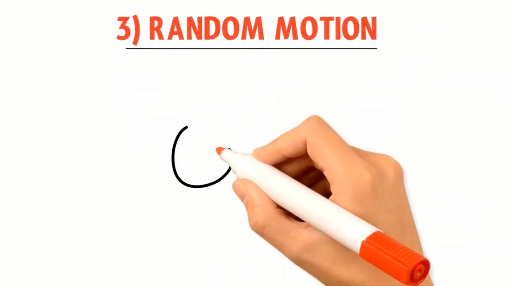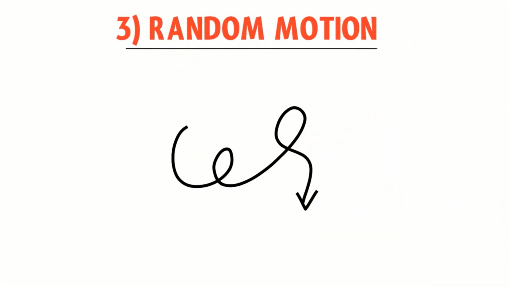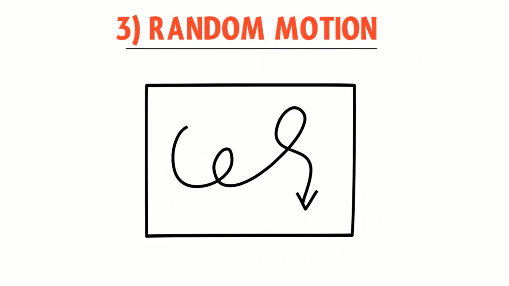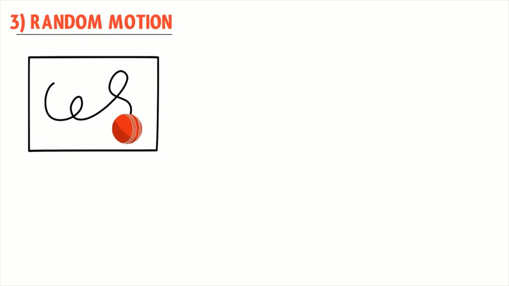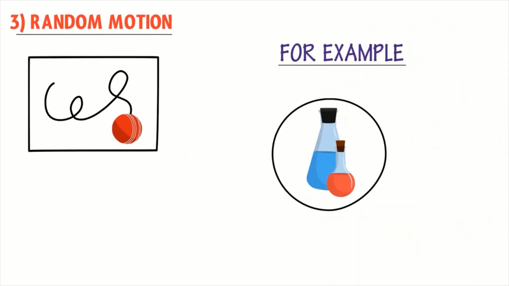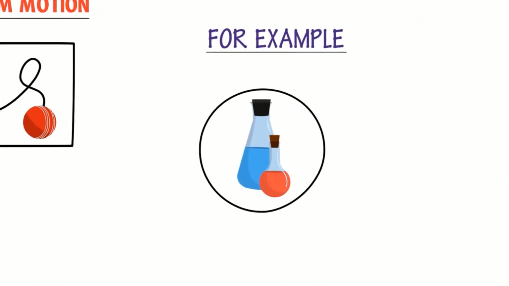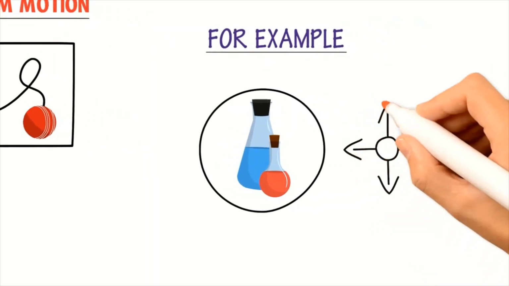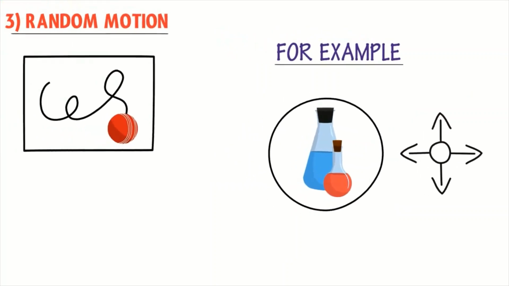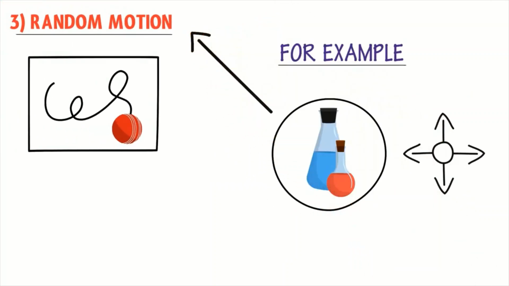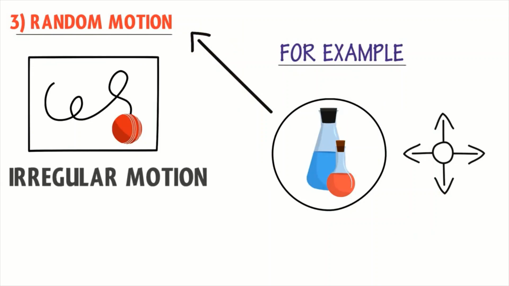The third type of translatory motion is random motion. Here the word random tells us something moving without having a proper direction. It means that the irregular motion of a body in any direction without rotation is called random motion. For example, the motion of a gas molecule. They move in any direction, they have no proper direction of movement, hence such irregular motion of gas molecules is known as random motion or irregular motion.